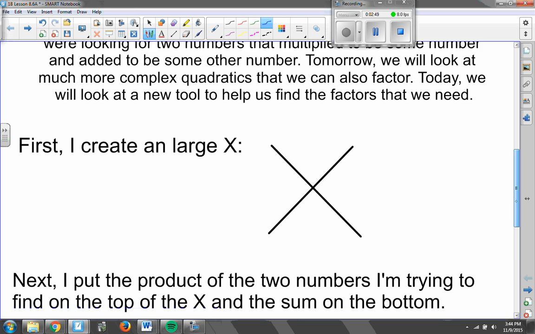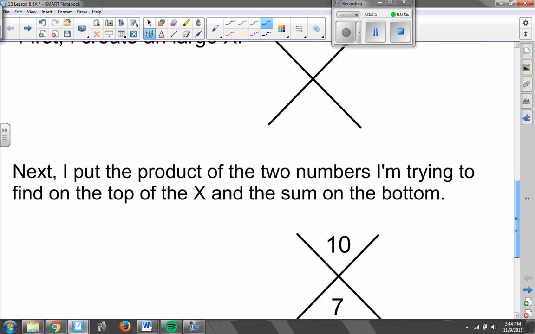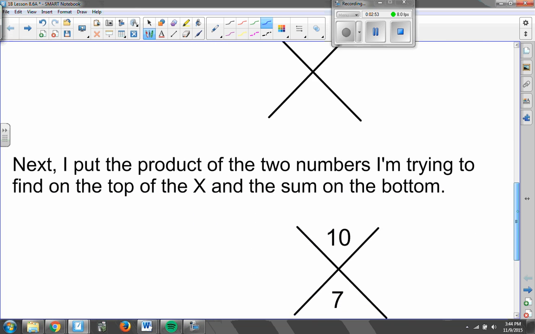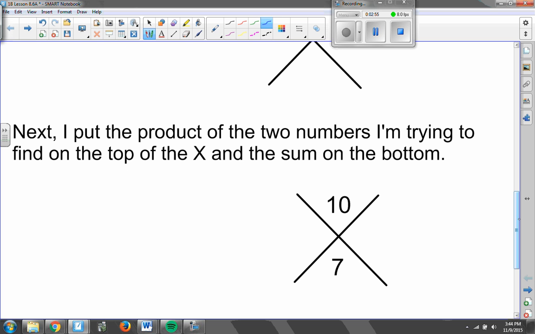Now, I put the product of the 2 numbers that I'm trying to find on the top of the X, and I put the sum of them on the bottom. So essentially what I have here is I want them to multiply to get me 10, and I want them to add to get me 7.